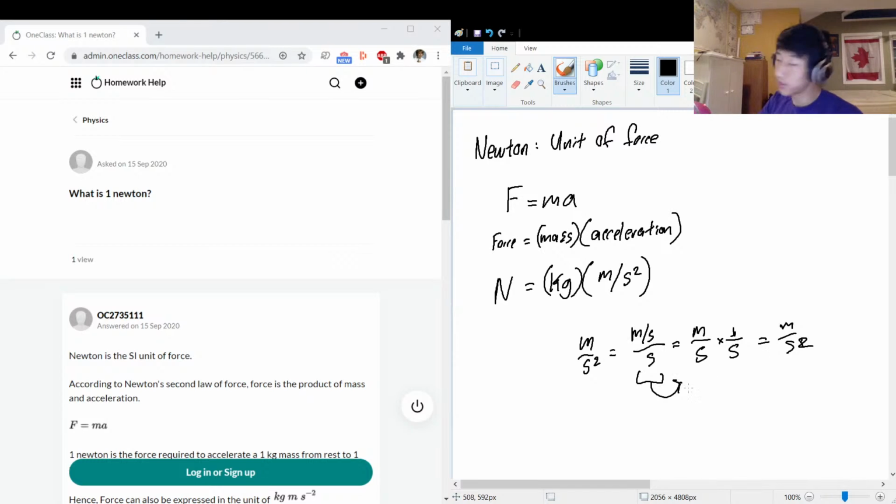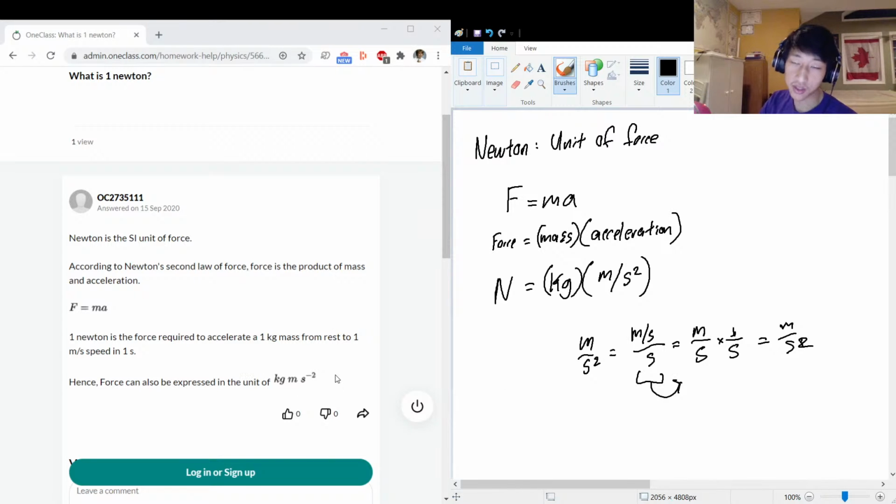Cool. So what this is basically telling us is 1 Newton of force is the amount of force for 1 kilogram of stuff to have its velocity increased by 1 meter per second in 1 second. Okay.